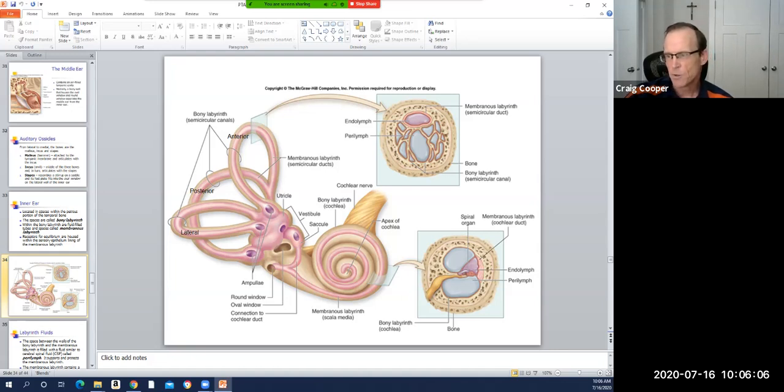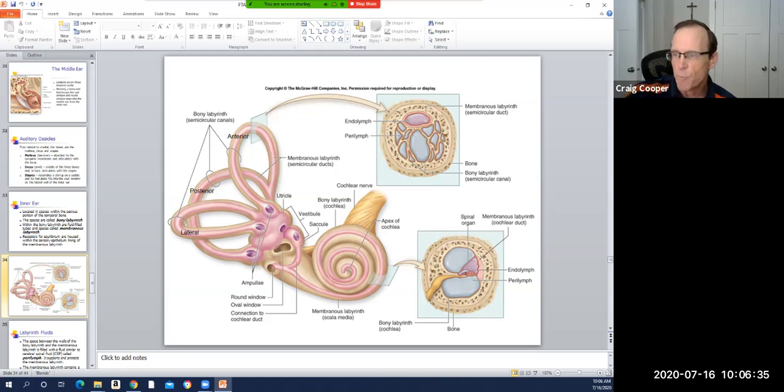The saccule is more about vertical motion. So if you get on an elevator on the 10th floor and you push one, sometimes you feel like the elevator drops a little bit. The saccule is what's going to pick that up. If you are on one of those amusement park rides that brings you out and then drops you all of a sudden, the saccule is going to be the part that picks that up most discretely.